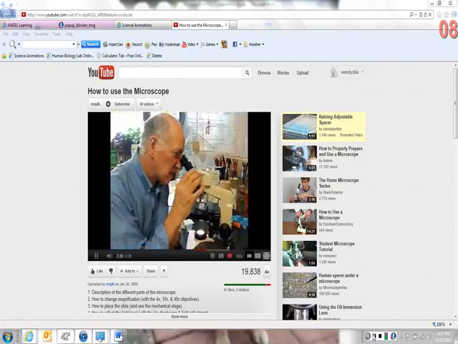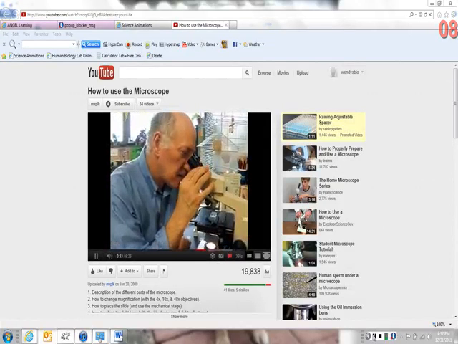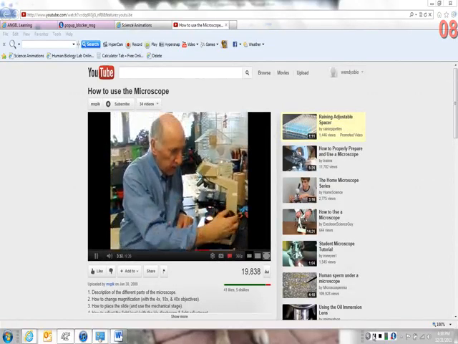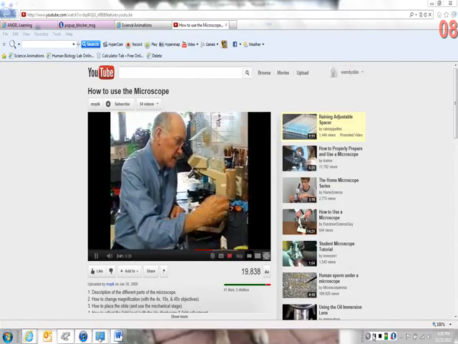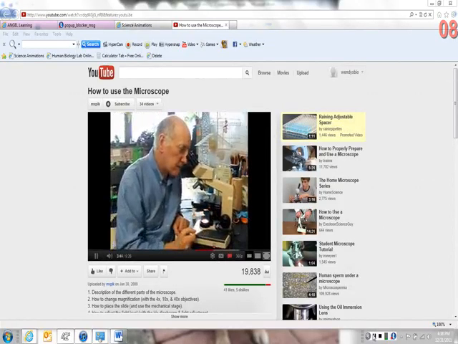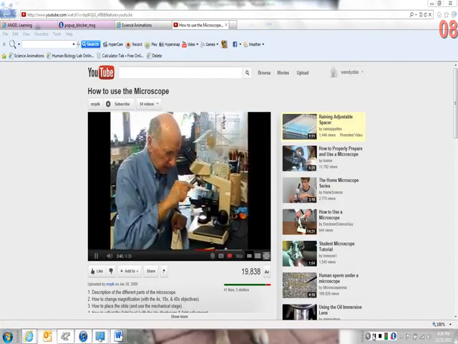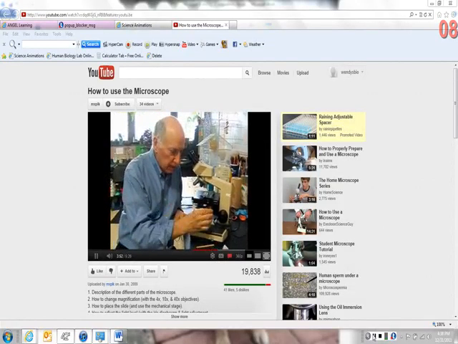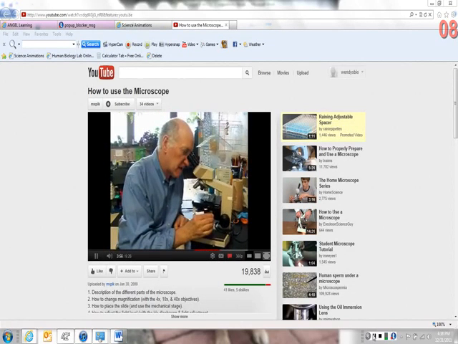Then you're ready to look through the microscope. If you have glasses, you would take your glasses off, otherwise you just look through, and then you may see something, you may not. If you don't, you should try focusing to make the image sharp. Also, maybe what you want to look at is not in the field of view, not underneath the lens.